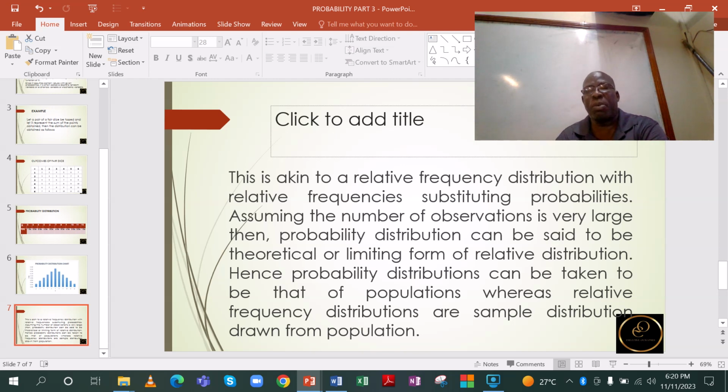Then, assuming the number of observations is very large, the probability distribution can be said to be the theoretical or limiting form of the relative frequency distribution. In this particular case, the probability distribution can be taken to be that of the population, whereas relative frequency distributions are sample distributions drawn from the population. So that's what I wanted to show you, particularly about discrete probabilities. Thank you for watching my video.